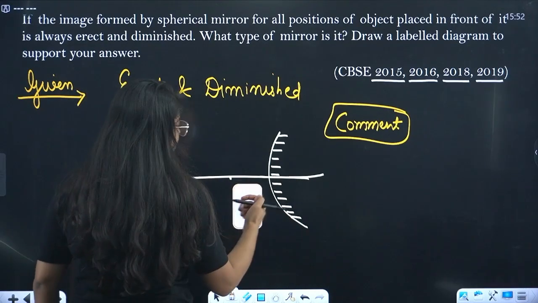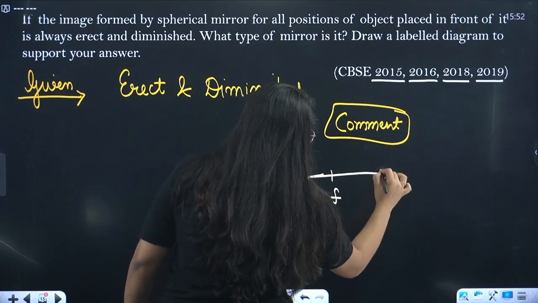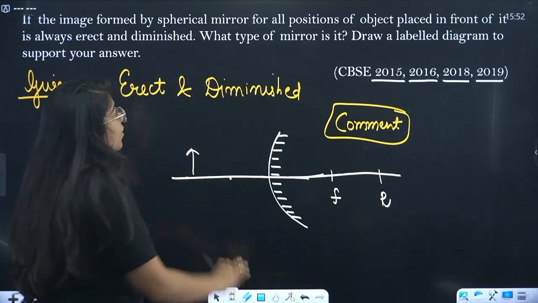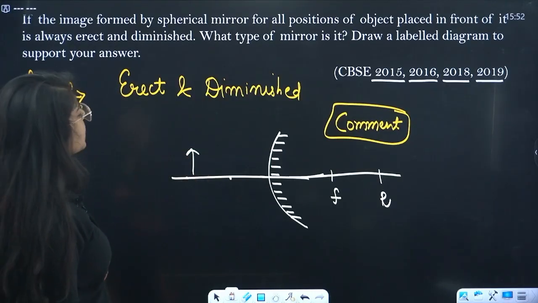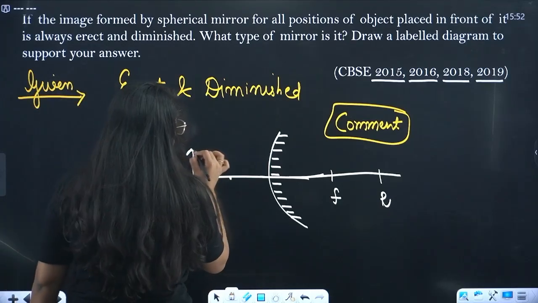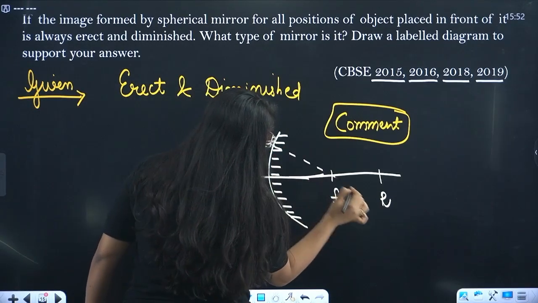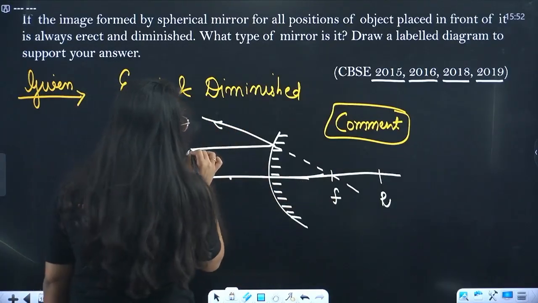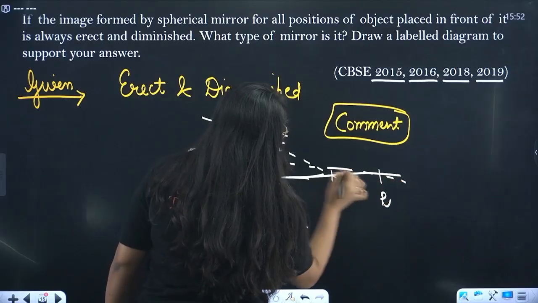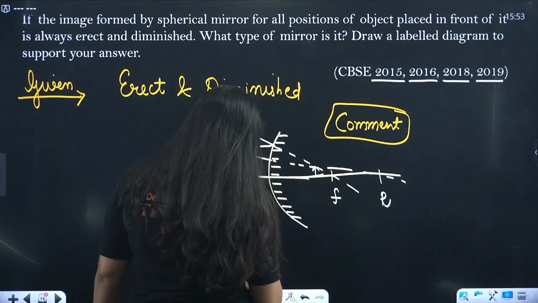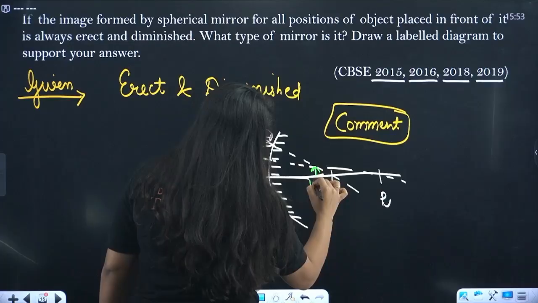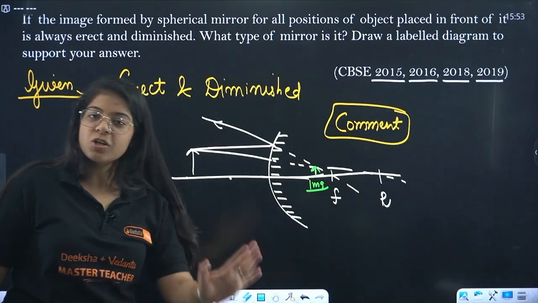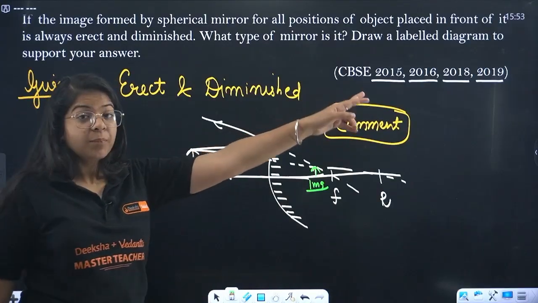Now for a convex mirror, obviously the focal length and radius of curvature will be on this side, but u is always on the left hand side. So beta, we have a u, and they are saying always erect and diminished. So simply you make two rays: one is diverging, but if you extend it back, it passes through the focus. Another ray passes through the center of curvature, and the point where these two meet is your image. This is erect and clearly diminished.